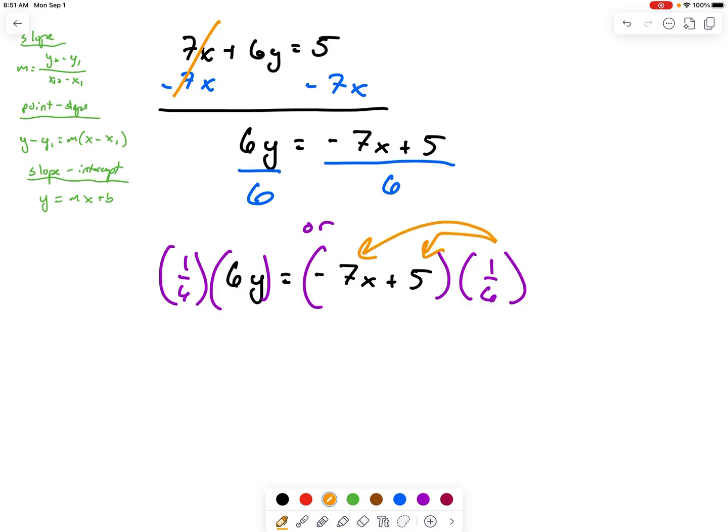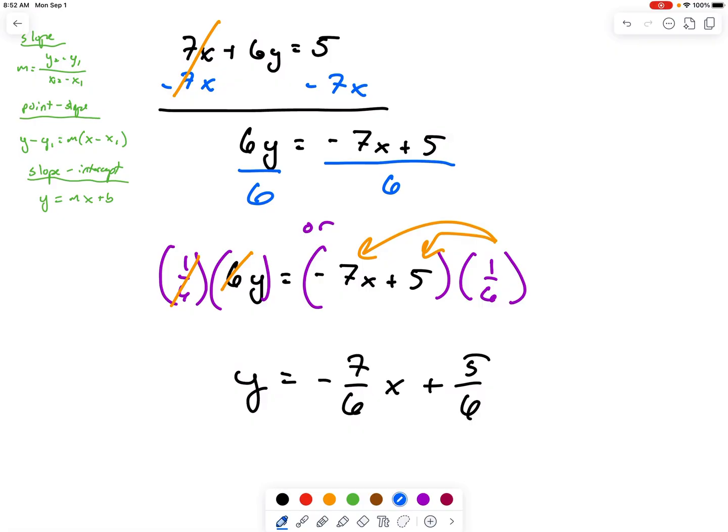In the line above, we would have written that as negative 7 over 6 x plus 5 over 6. So let's account for these changes. A sixth of 6 is 1. A number times its multiplicative inverse multiplies to 1. On the left, we have y. On the right, we have negative 7 over 6 x plus 5 over 6.